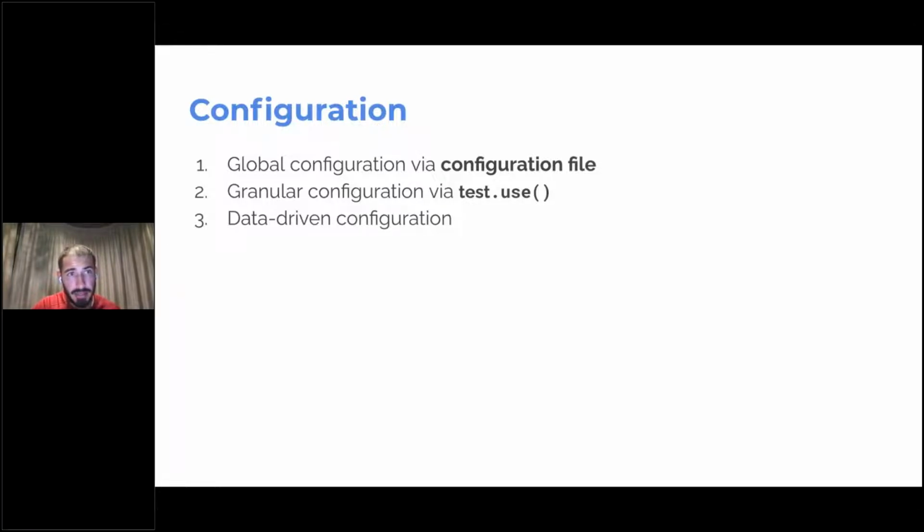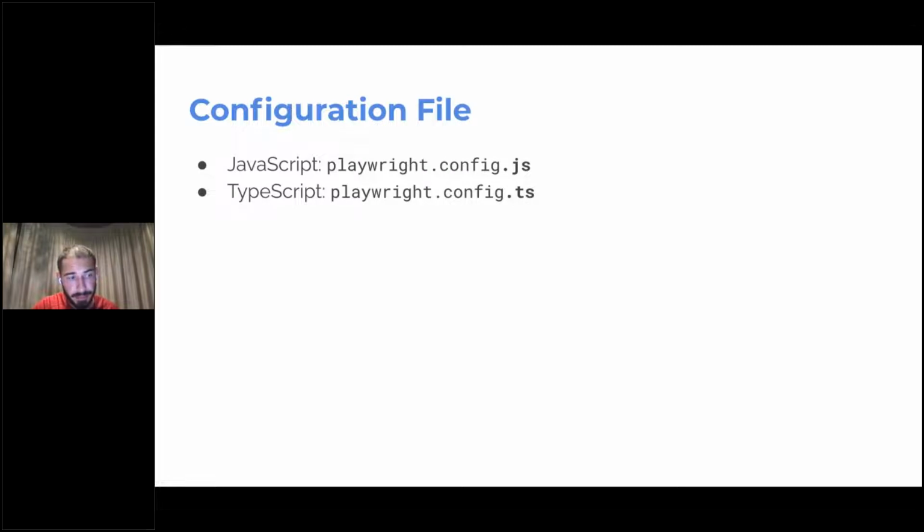Okay, so let's start with the configuration file. In Playwright Test, the configuration file can be either JavaScript, in which case it's playwright.config.js, or TypeScript, in which case it has a .ts extension. For the sake of this demo, and actually I would recommend using TypeScript everywhere, because if you have a TypeScript configuration file and you use Visual Studio Code to edit it, then you will have really nice autocompletion suggestions everywhere. I'll actually show you this.